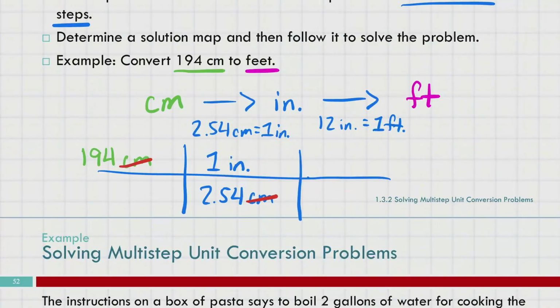Our second step is converting from inches to feet. So we're going to use this 12 inches equals 1 foot. Again, we want inches to cancel, so the inches from our conversion factor need to be on the bottom. The 1 foot needs to be on the top. That's the unit that sticks around. So our inches cancel, and the unit that's left is feet. Any questions about setting that up?